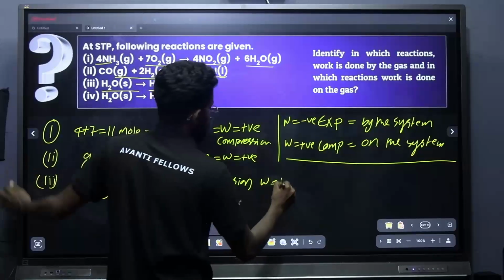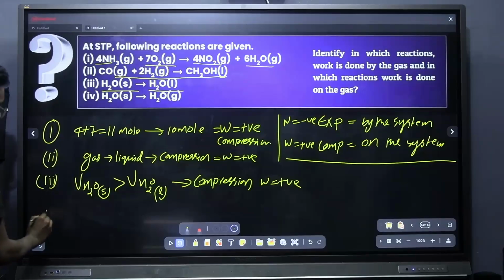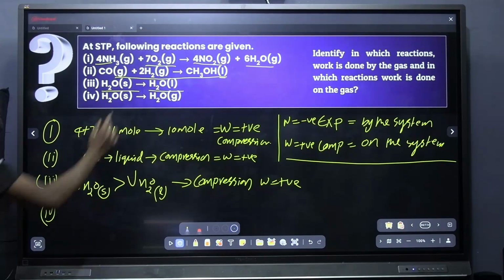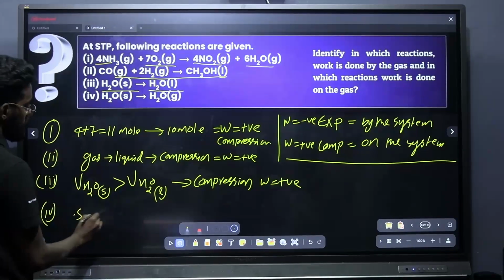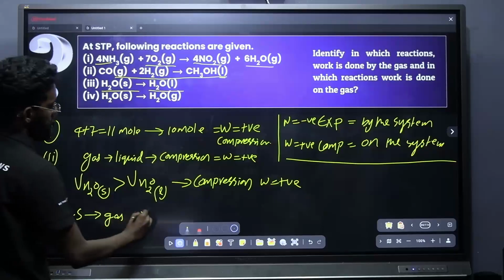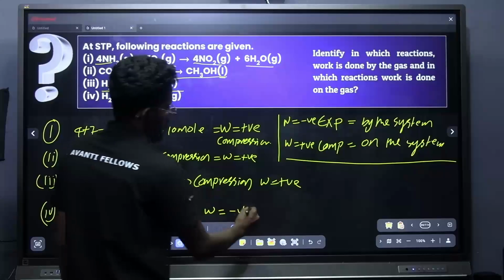So work done is positive. Now what about the fourth one? H2O solid. Yes, solid is converting into gas. Of course, that will be expansion. Yes, solid to gas. Expansion. So work done is negative.